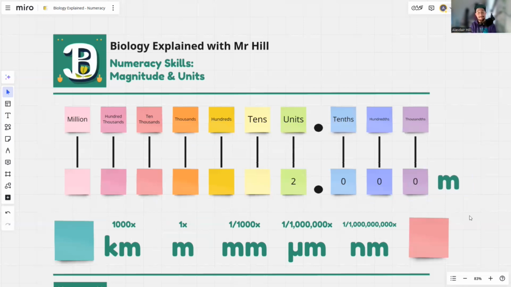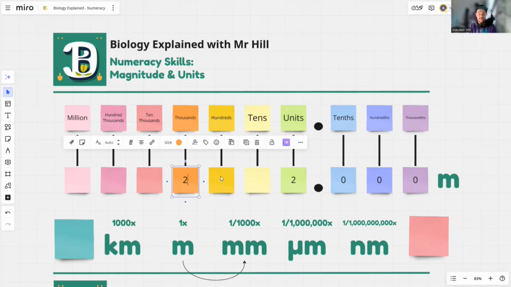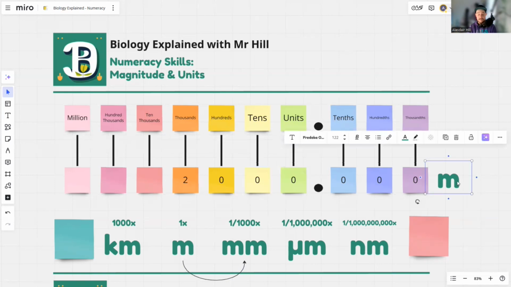that into millimeters, okay, so if we're going to go in this direction here, like so, then you're going to multiply your number by 1,000, okay, because there are 1,000 millimeters in a meter. Okay, so 2 meters becomes 2,000 millimeters. Okay, like so.